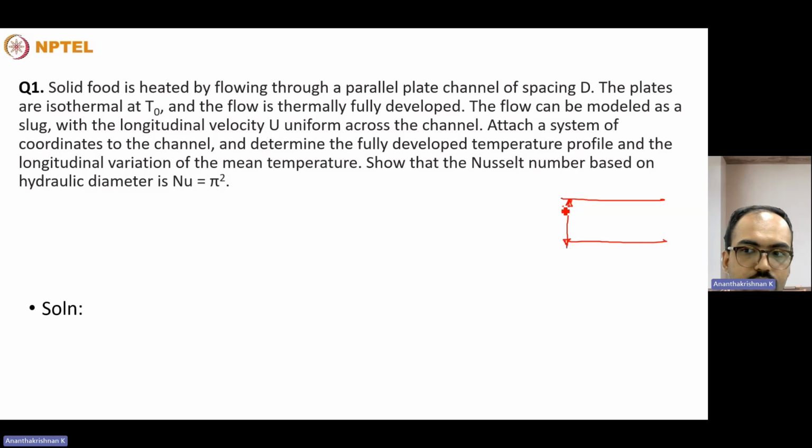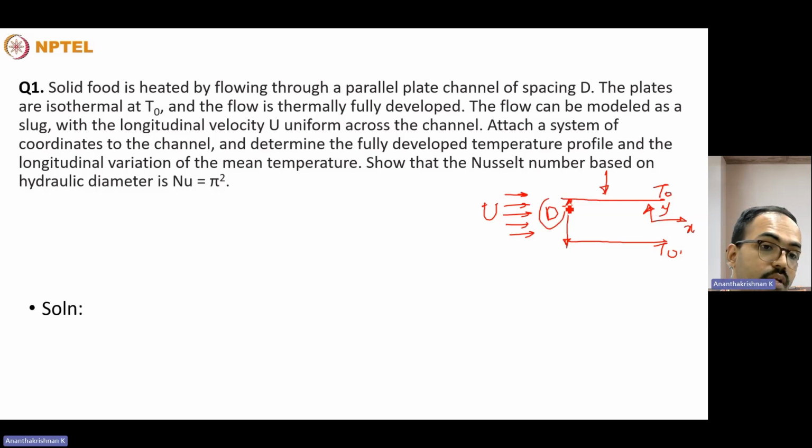So this dimension is given as D, and the flow velocity is U, uniform velocity U, and throughout the velocity will be U. It's given that the wall temperature is constant, isothermal at T0, and you can assume this to be the x direction and this to be the y direction. So it's a parallel plate channel.